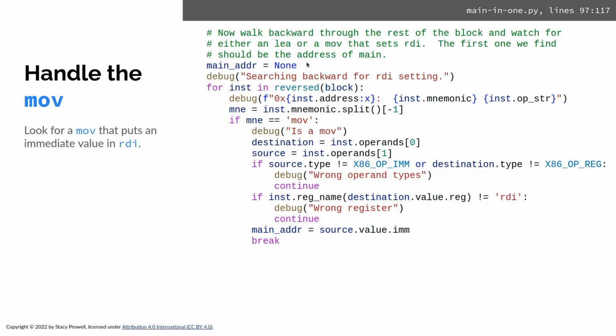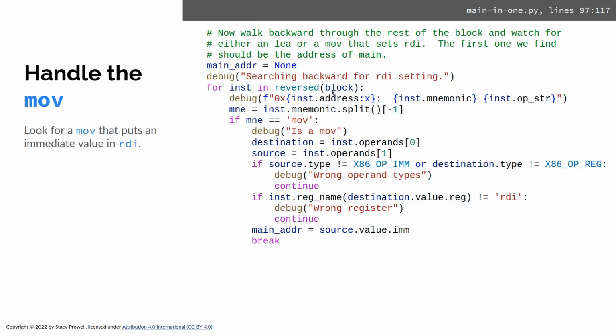We're just going to walk backward through it because that's probably going to be the fastest way to find it. So I set main address to none because that's how I'm going to signal if I don't find it. And then I go for instruction in reversed block, and reversed block just takes an array and reverses it. Gives me a generator that iterates over a block in reverse.